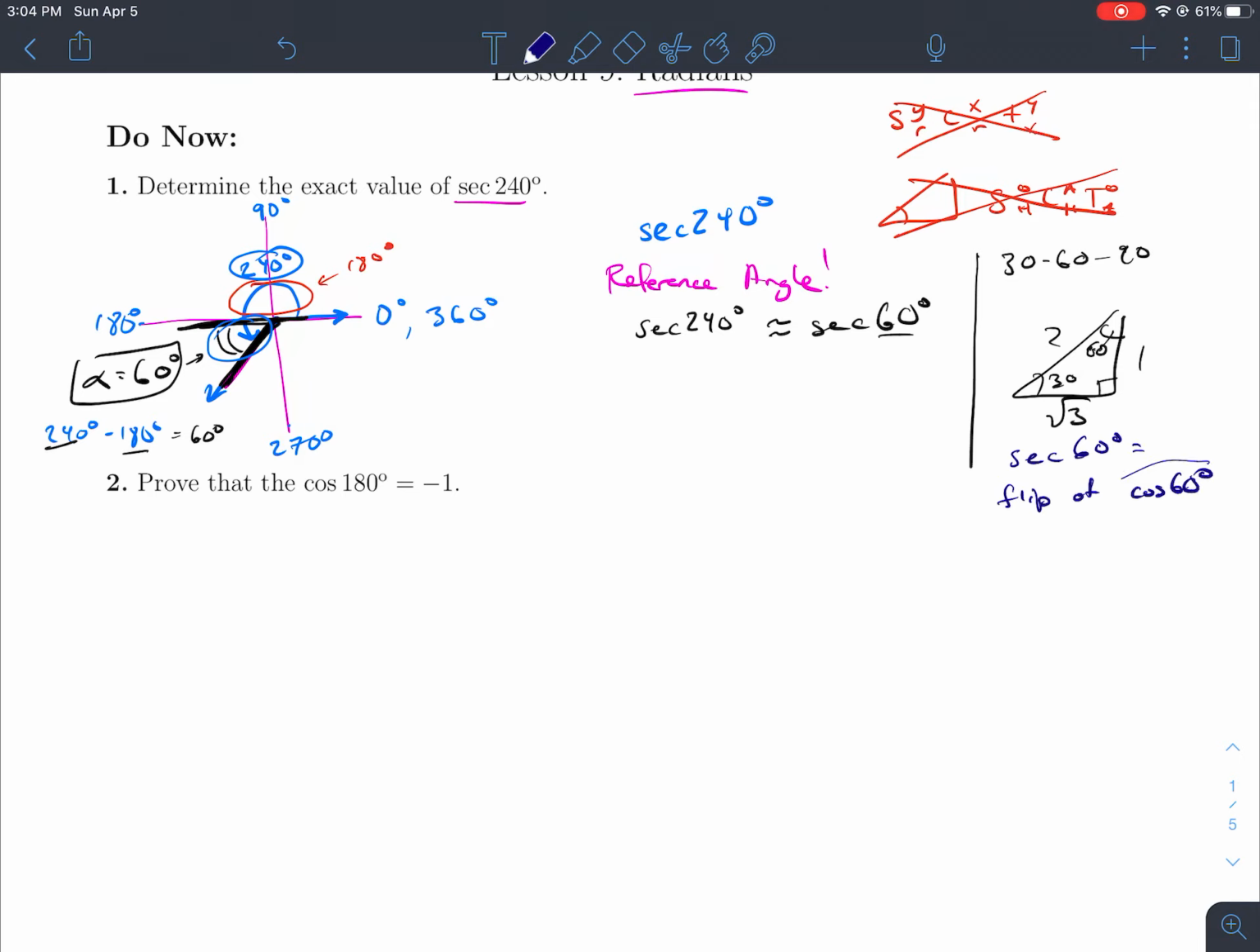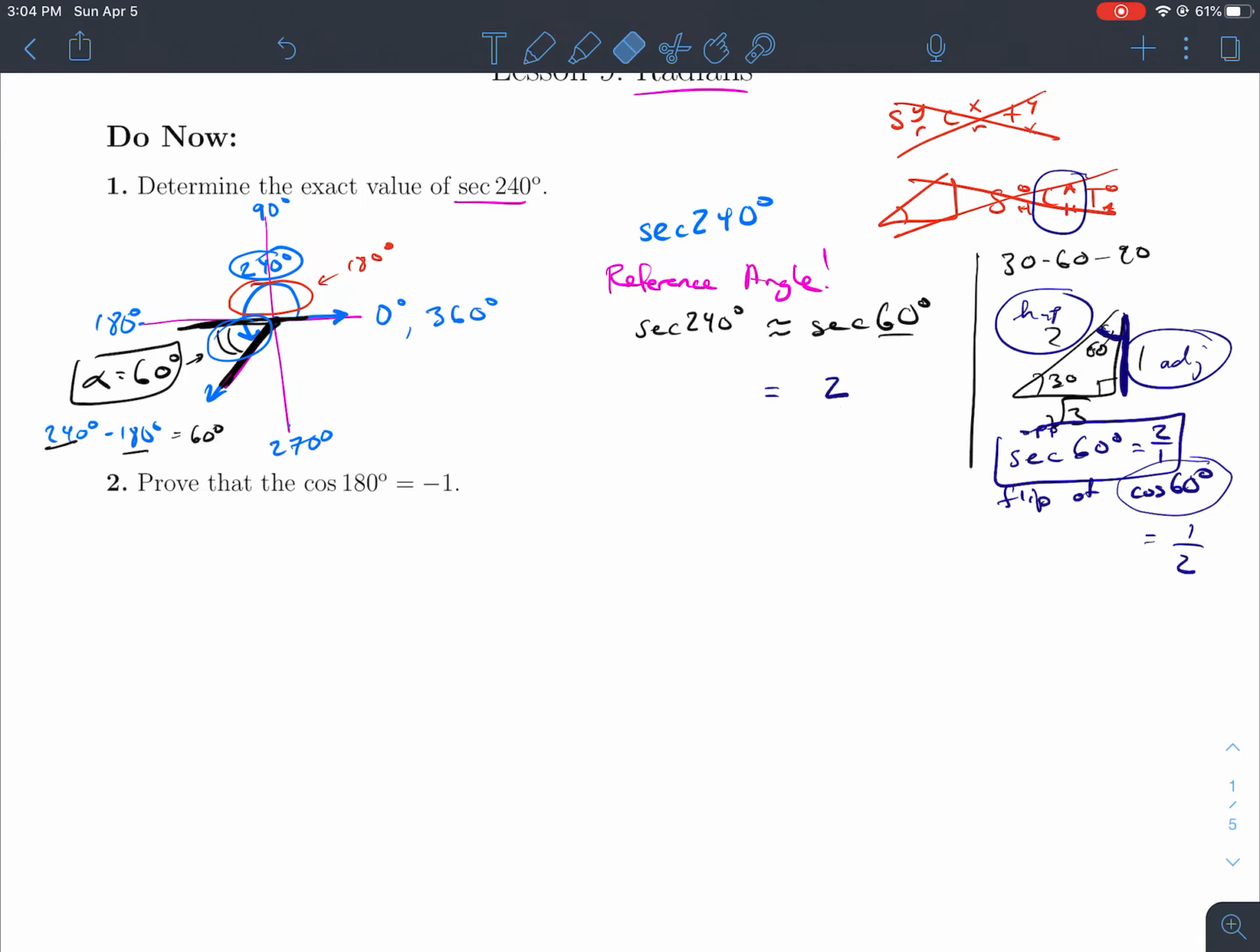So if we take the cosine of 60 degrees, that's going to be adjacent, because 60 degrees is our focus angle. So this would be opposite, this would be the hypotenuse, this would be the adjacent. Cosine is adjacent over hypotenuse. And so cosine of 60 degrees would be adjacent over hypotenuse. And when we flip that, we get 2 over 1 for secant of 60 degrees. 2 over 1 is the same thing as 2, so we can just write it as 2.